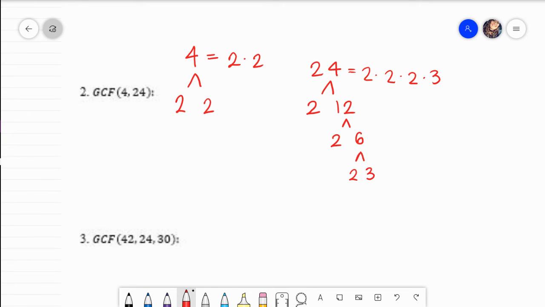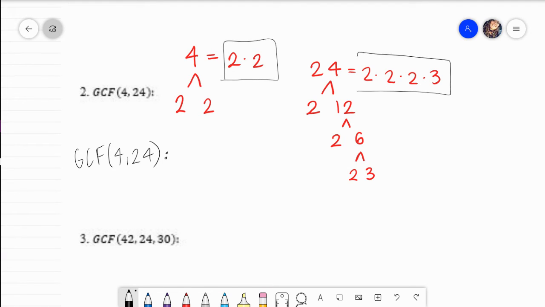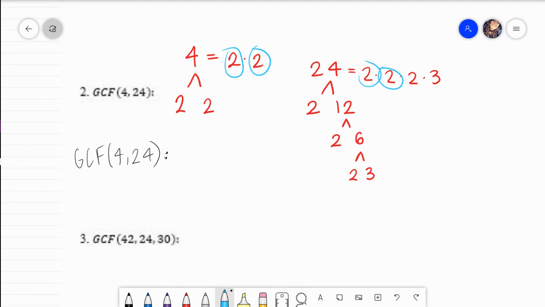Now, once we have this list of prime numbers, we're going to look and see what they have in common. Let me go and write this right here, y'all. GCF of 4 and 24. There are 2 different ways to go about this. You can write it with the equal sign and the list of prime numbers, and we can say 2, 2, 2, and 2. That's what they have in common. So 2 times 2 equals 4. They have multiple common prime factors. You multiply them together, and we get 4.